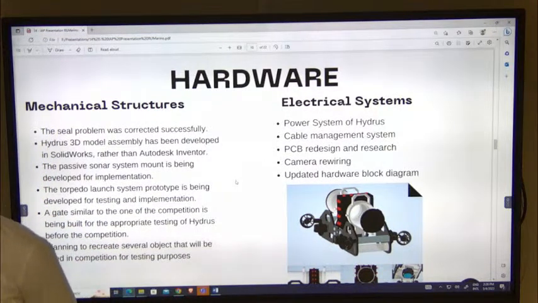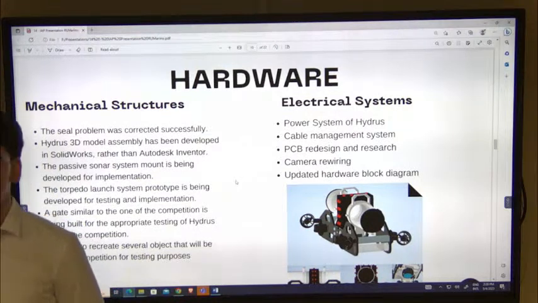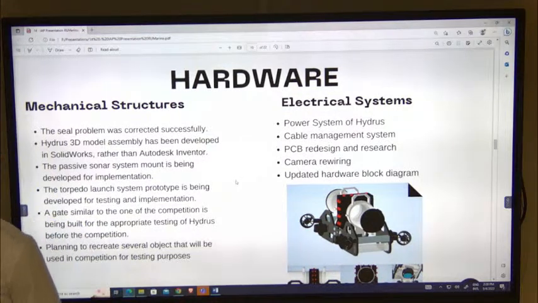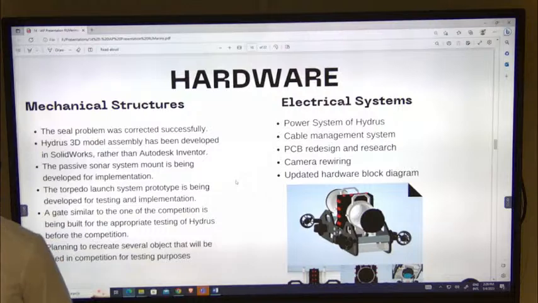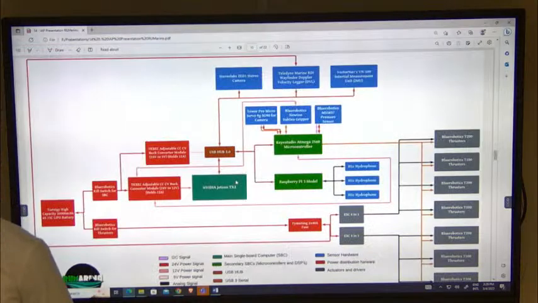Also, we redesigned a new PCB because we have to implement the gripper and the camera. So that is something that's going to be implemented soon for the competition. And we're going to keep researching for this PCB in order to keep making it better and more optimal. So that's basically everything for electrical systems.